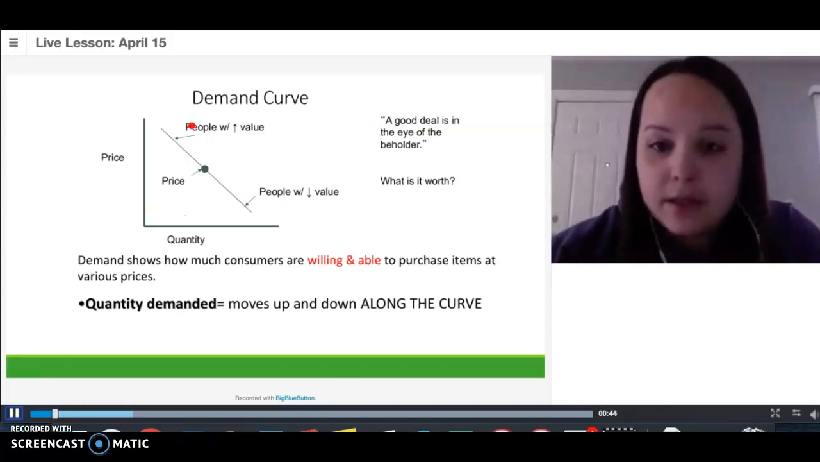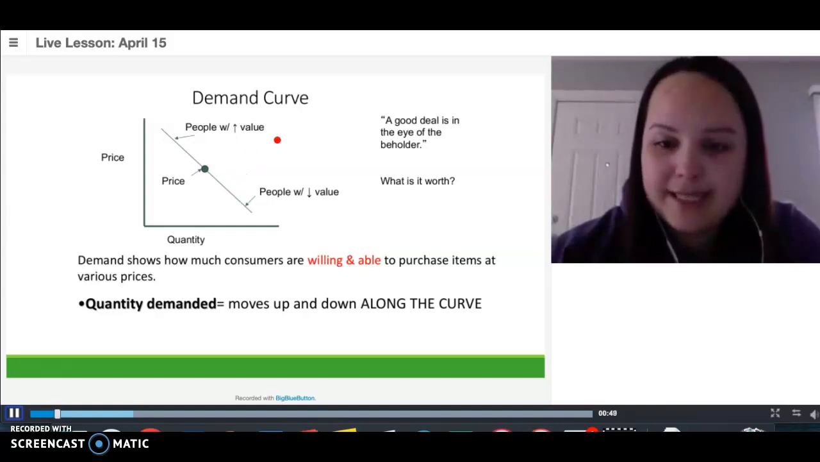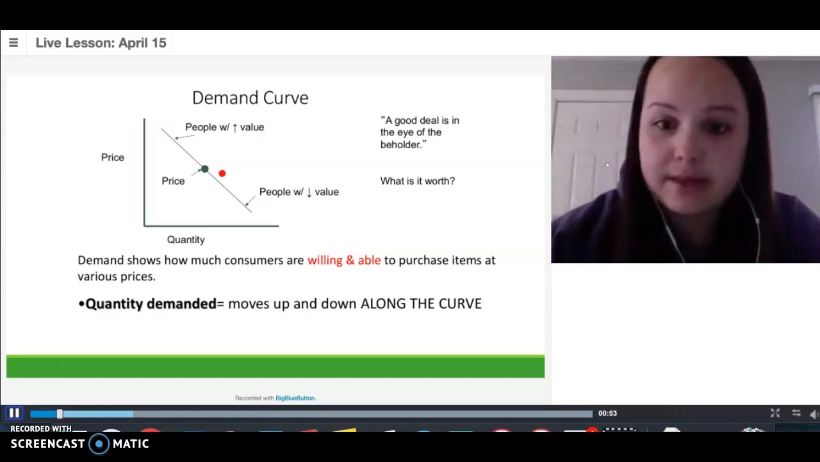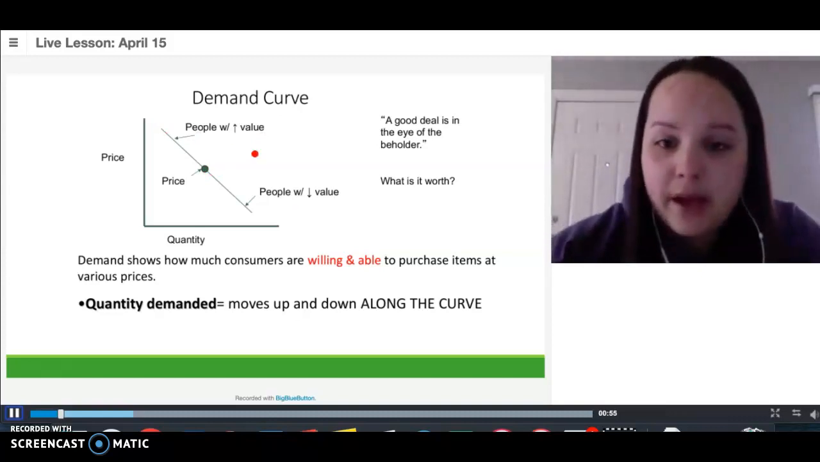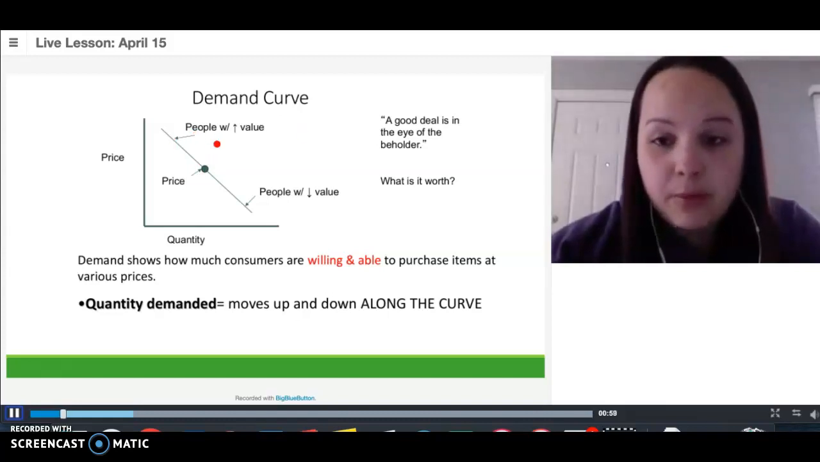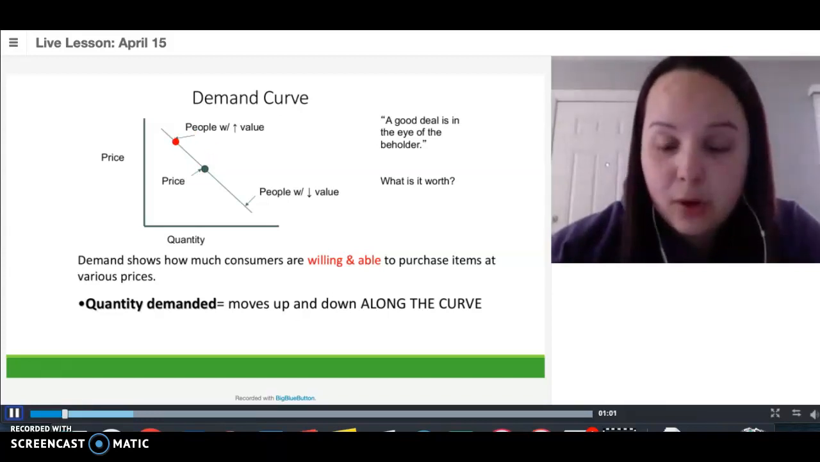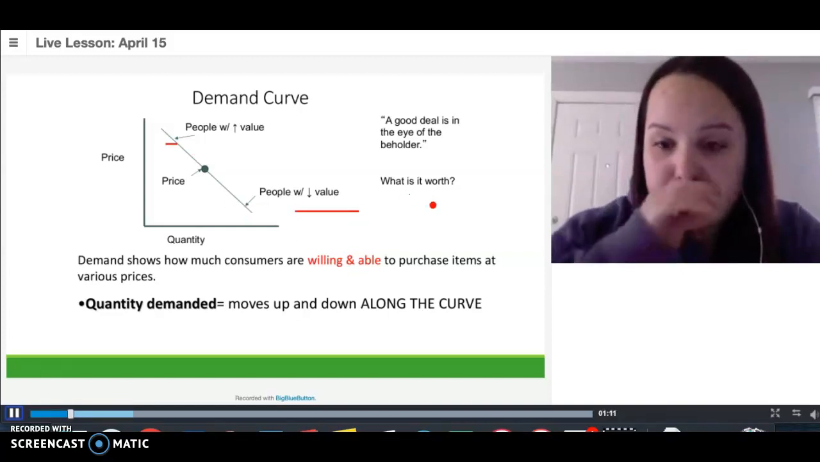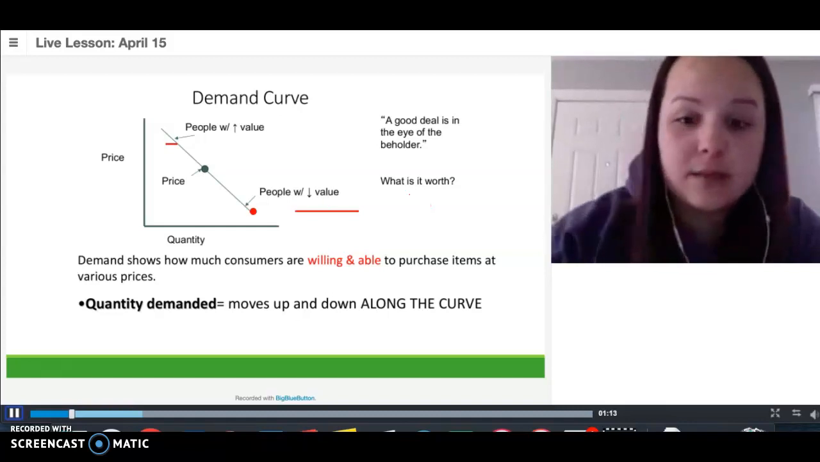Again, this was in the notes from yesterday. Looking at the demand curve and tying in the idea of value. Remember, value and price do not necessarily mean the same thing. And depending on the values that people put on different items, some people with more value who are willing to spend more for a good, you can see here with the demand curve, would be up higher, while people with less value put on an item would be found lower on the demand curve. So what it's worth from one person to the next will differ.